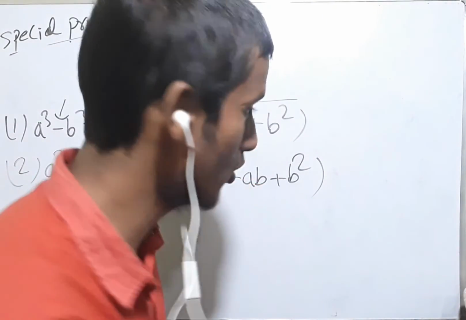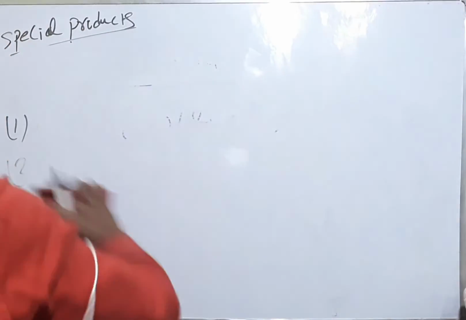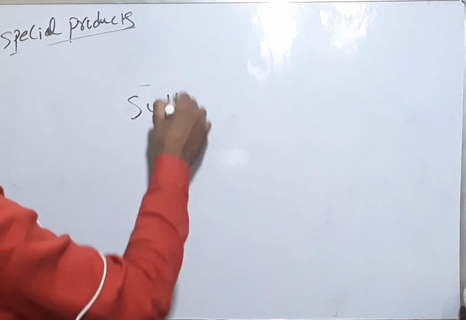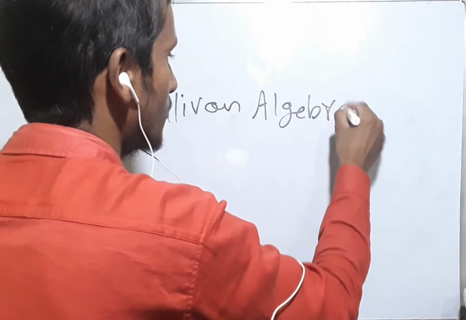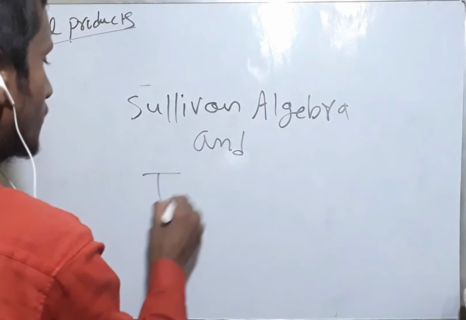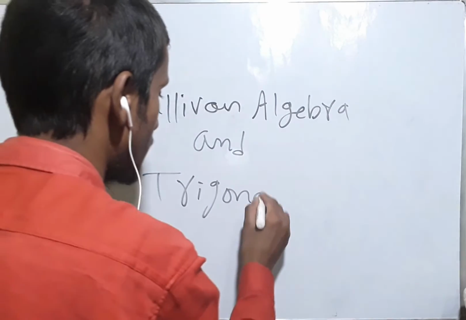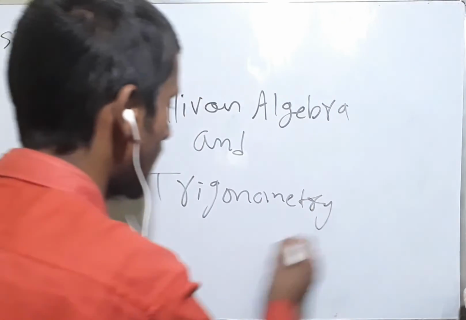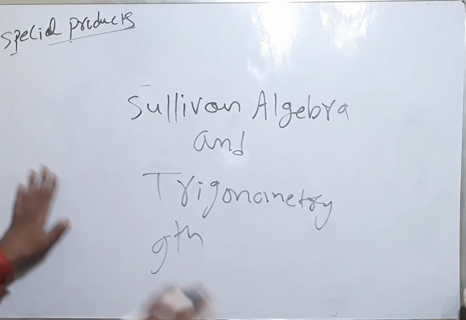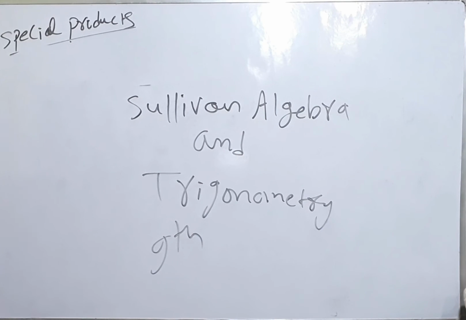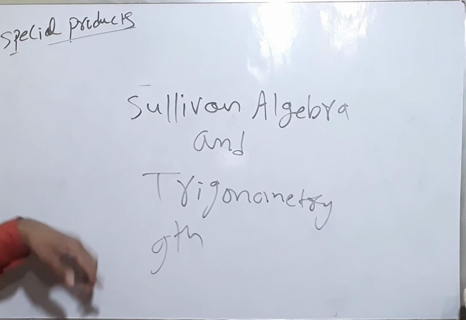But before leaving, the book for the upcoming algebra course is Sullivan Algebra and Trigonometry. This is the book that I use. I use the 9th edition. If you have the 11th edition, it's even better. If you don't have the book, you still get the concepts, but you need to get a book.